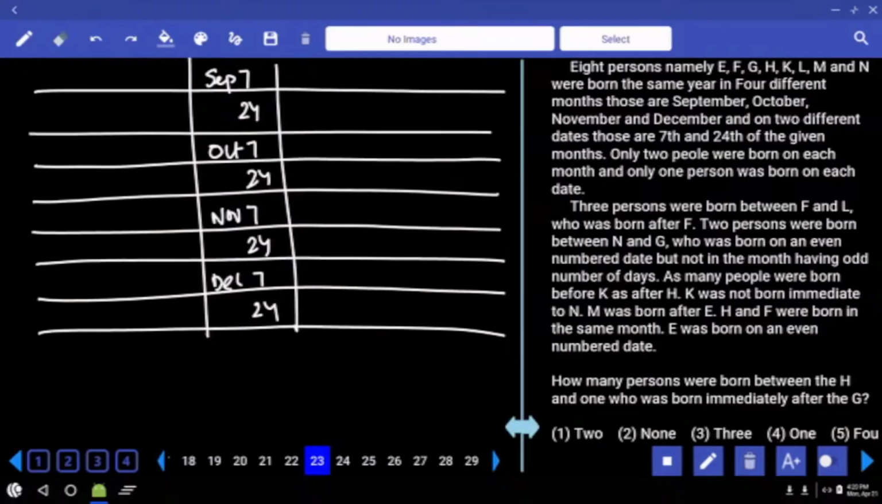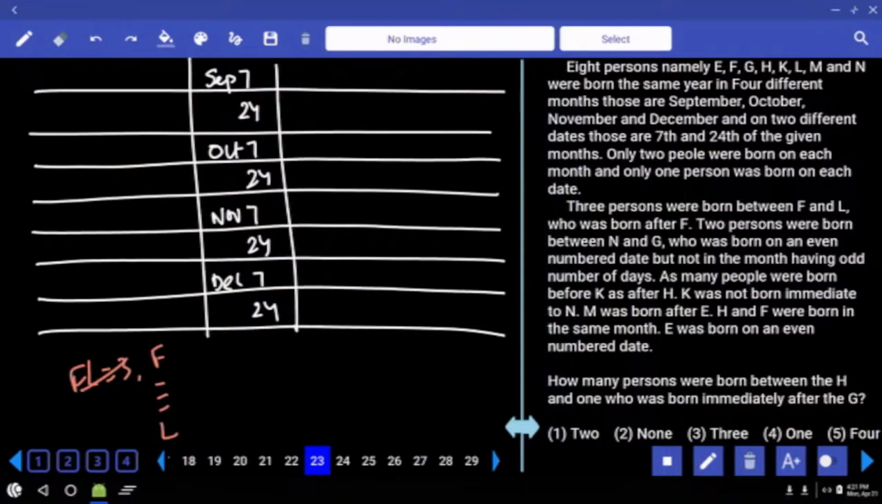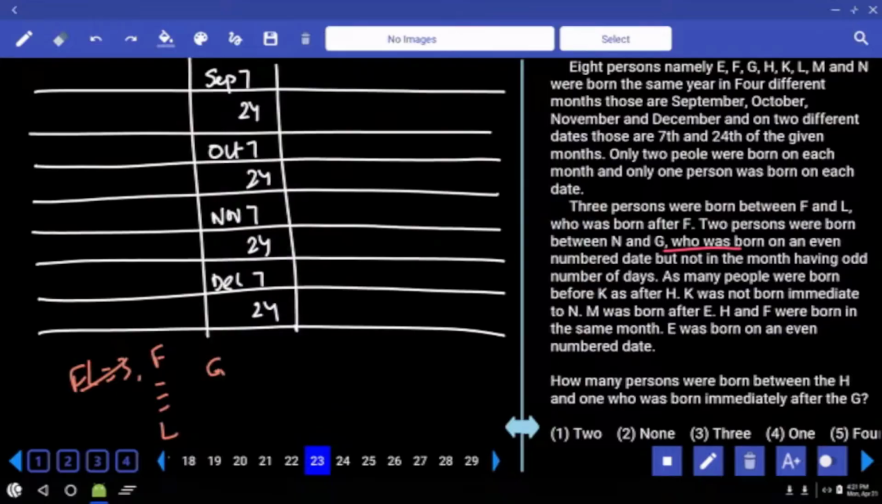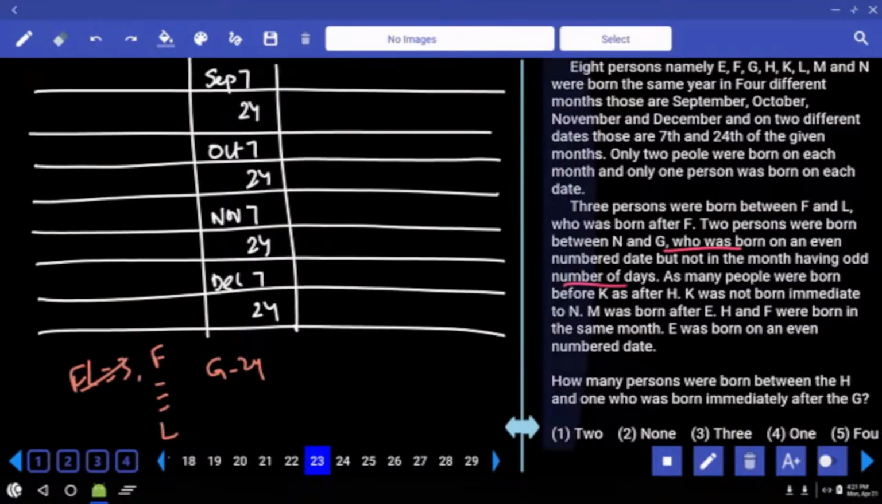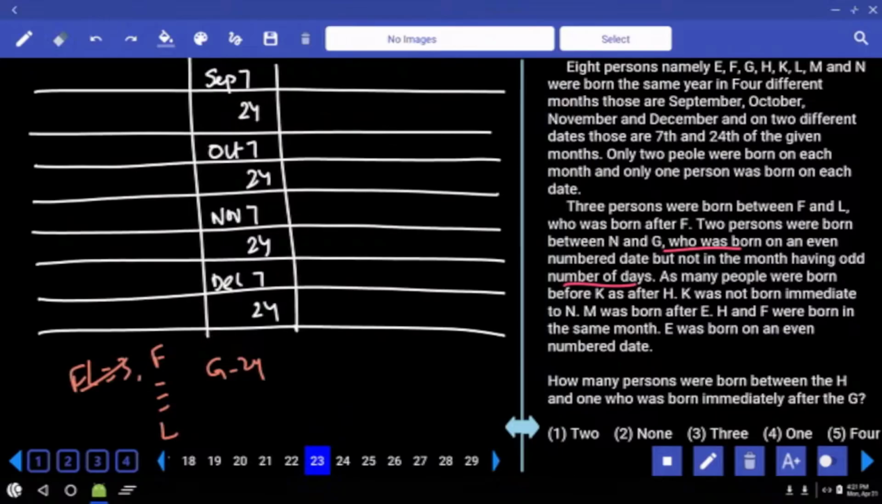Then, 3 in between F and L. F and L 3. And L was born after F. L was born after F means F and L, this is the information. And 2 in between N and G. And G was born on an even number date. G born on an even number date means G must be on 24. But not in the month having odd number days. G must be on an even number date. G even number date means how many possibilities? 2 possibilities. What are those 2? G can be 24th of September or November 24th.